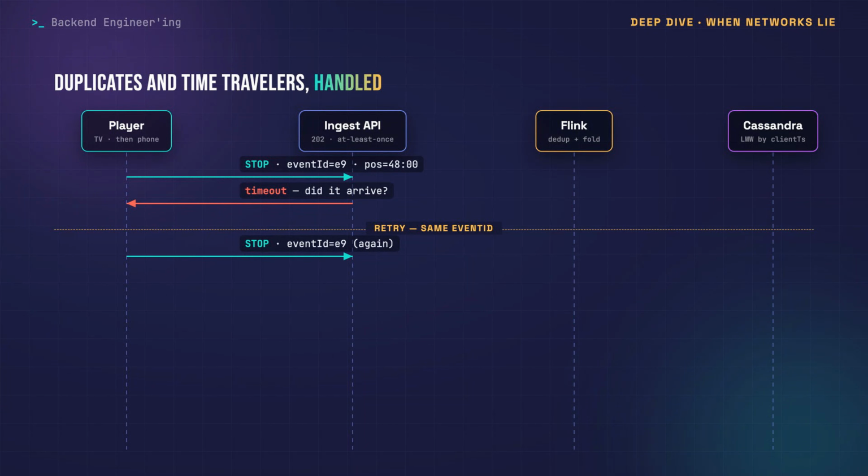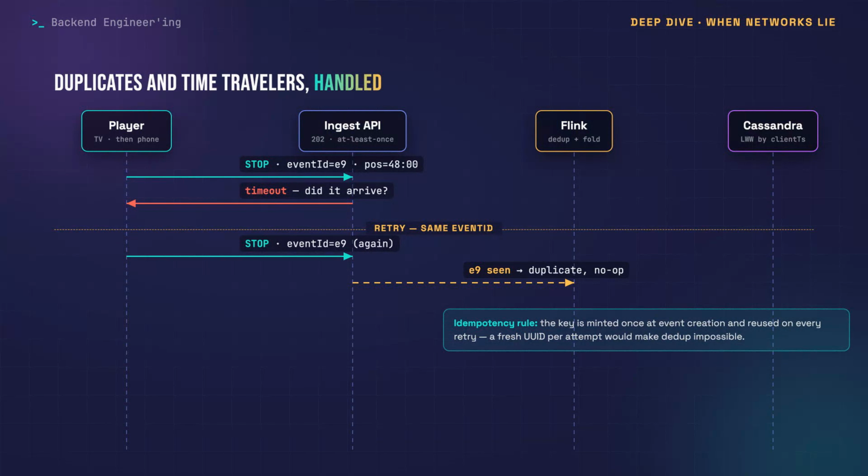And on the server, Flink sees it's already processed E9. So it just drops it. And it's a no-op. That's the idempotency rule. The key is minted once when the event is born and reused on every retry. If the client generated a fresh ID each attempt, deduping would be impossible.